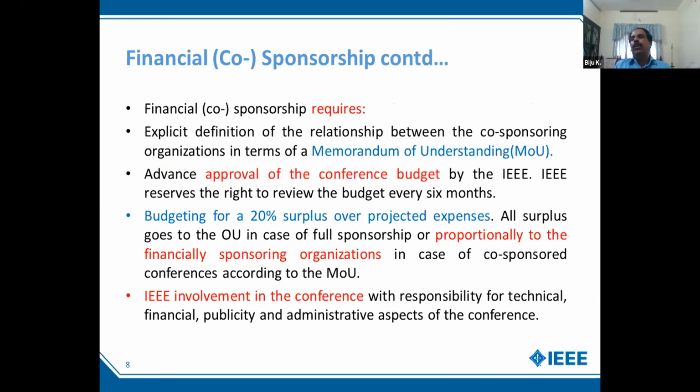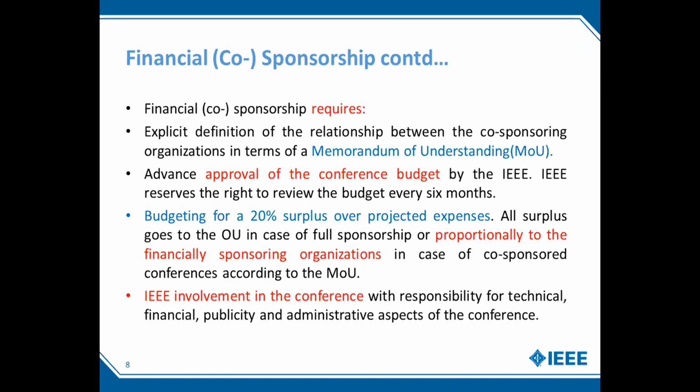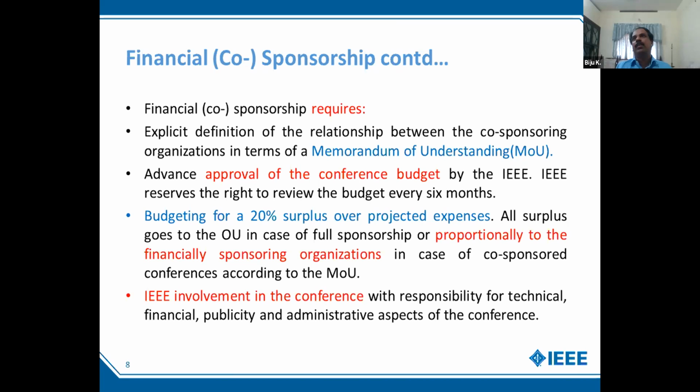And while budgeting for a financial co-sponsored conference, please plan to have at least 20% surplus out of your conference. This is very important for a financially co-sponsored conference, because none of the conferences are basically expected to be in a loss. So we should see that there is at least some surplus out of the conference. And IEEE is involved in the conference with a responsibility for technical, financial, publicity, and all other support, which will be extended from the IEEE.